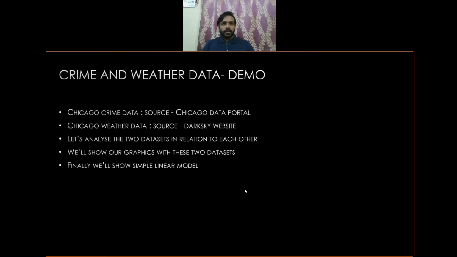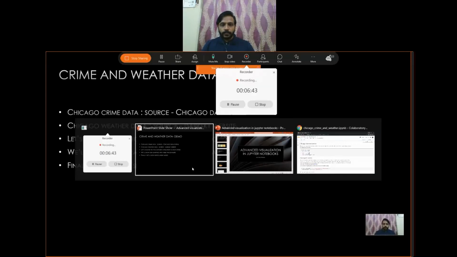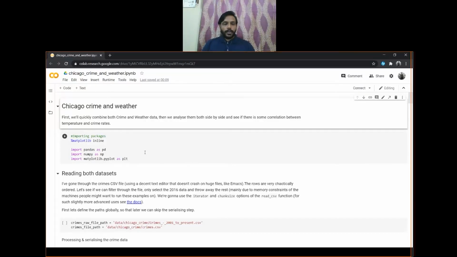Now we'll be quickly showing a demo of the concepts we have covered so far. I'm taking the Chicago crime and weather data sets here. Then we'll analyze these two data sets, show our graphics accordingly, and finally show how we can build a simple linear model on the same. Let me jump to my Jupyter notebook here. I've already created the Jupyter notebook and also executed the code in order to save time.